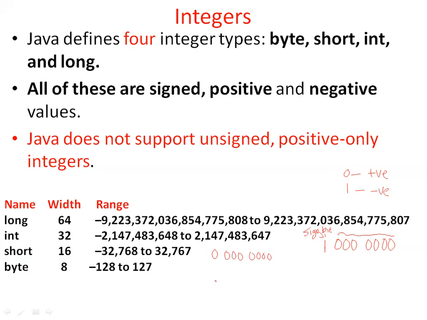Then 0 followed by all ones you can store. This is the highest number you can store in an 8-bit memory. Positive numbers: 0 means positive side, so 0 followed by all zeros. What is the number it indicates? Plus 0, and this is a positive number. And 0 with all ones here, so what do all ones indicate?